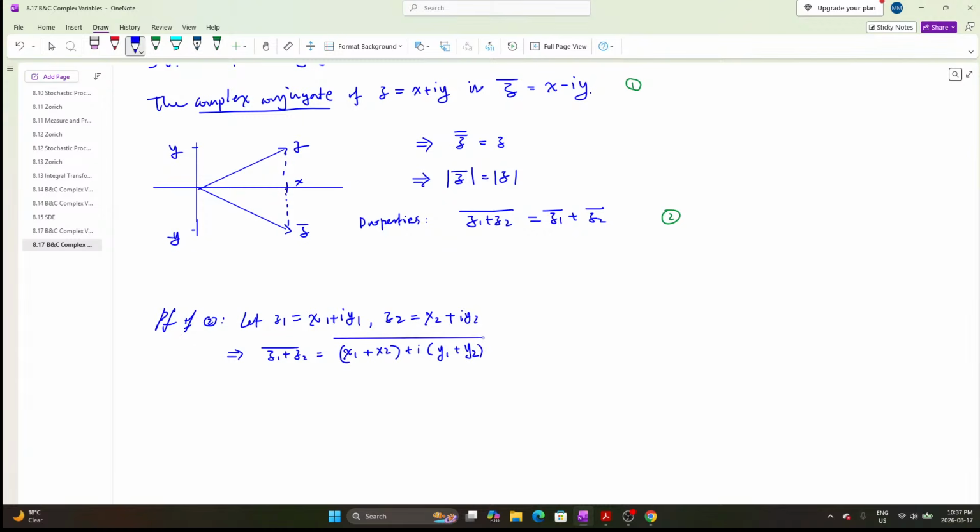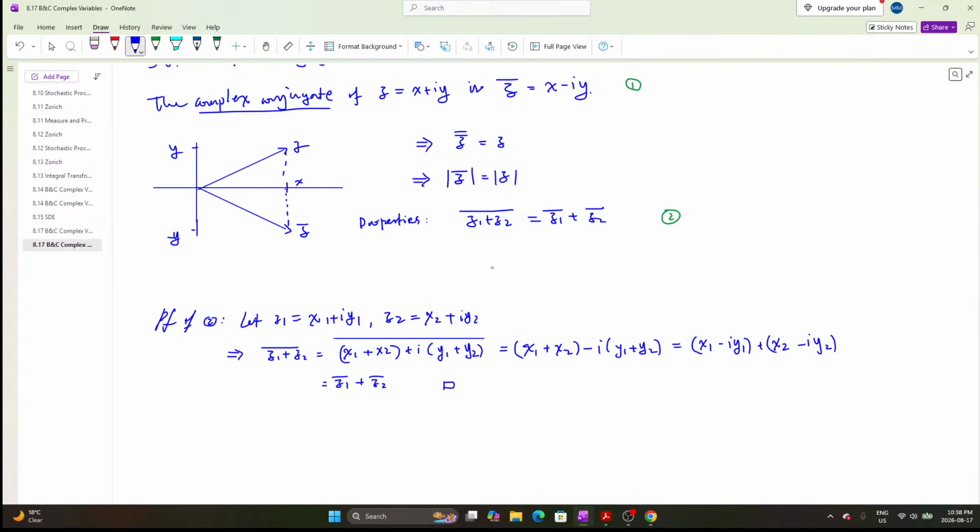Taking the complex conjugate, you have x1 plus x2 minus i times (y1 plus y2). But this is exactly the same as x1 minus iy1 plus x2 minus iy2. And this is exactly z1 bar plus z2 bar. So we're done. Very simple proof.